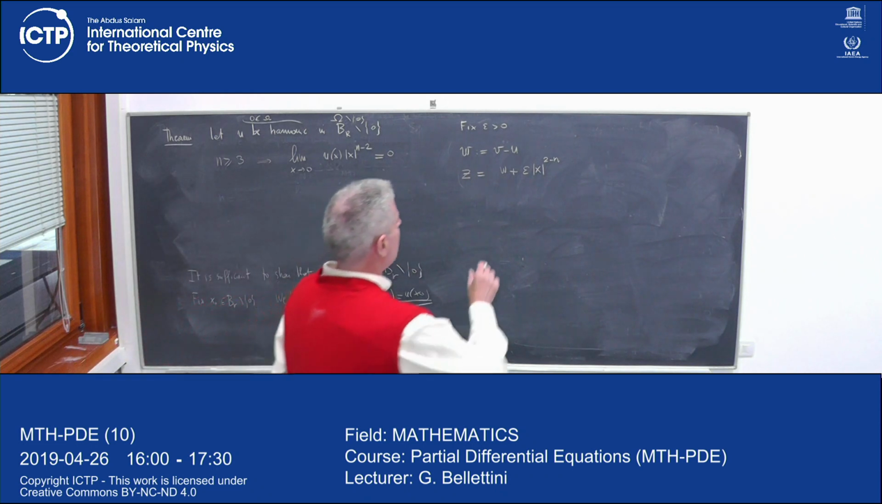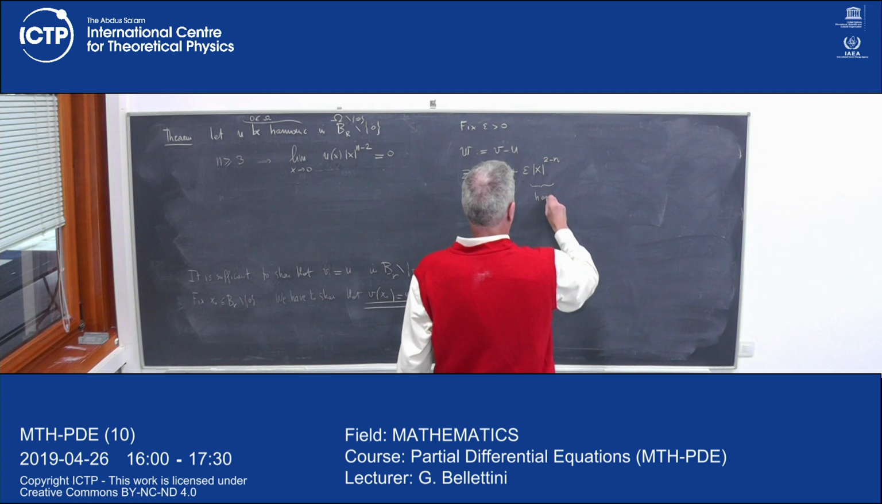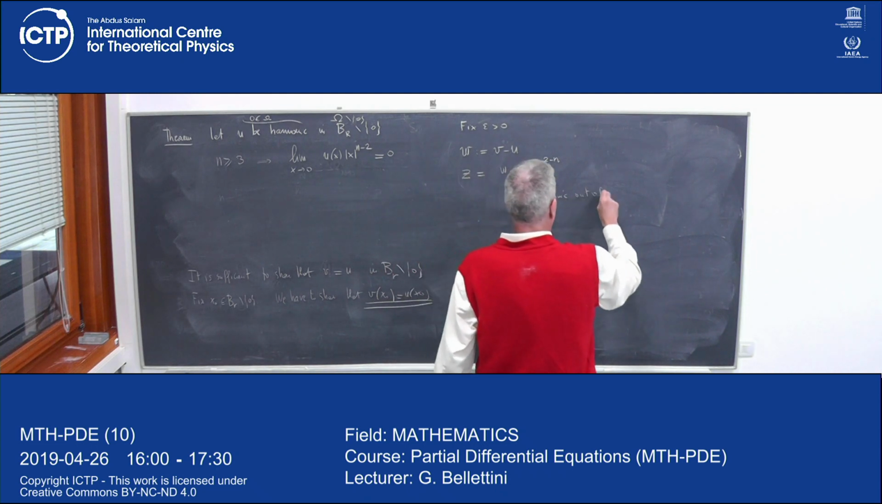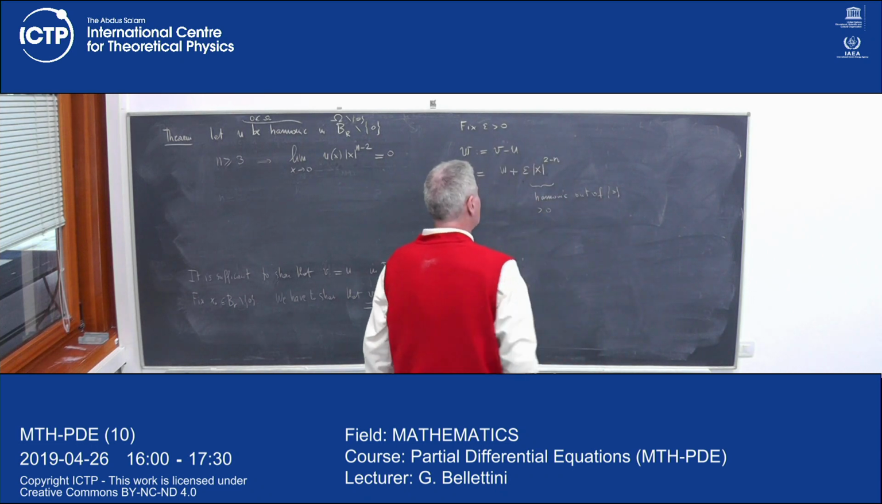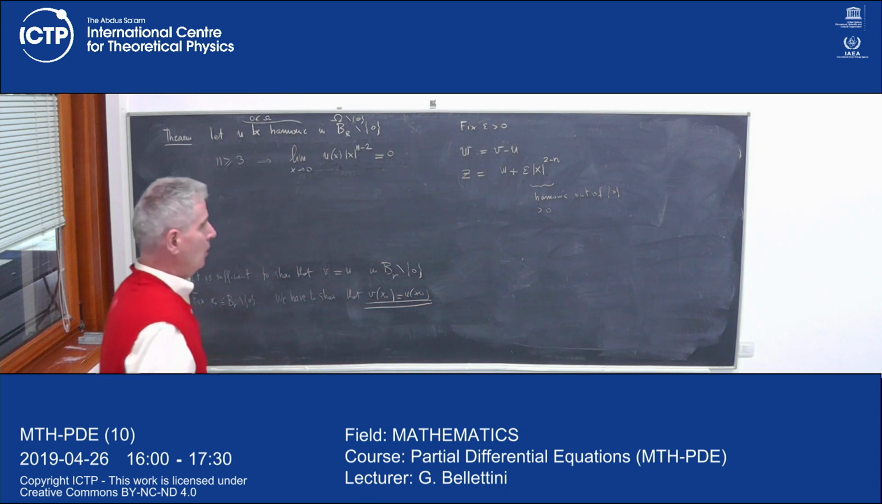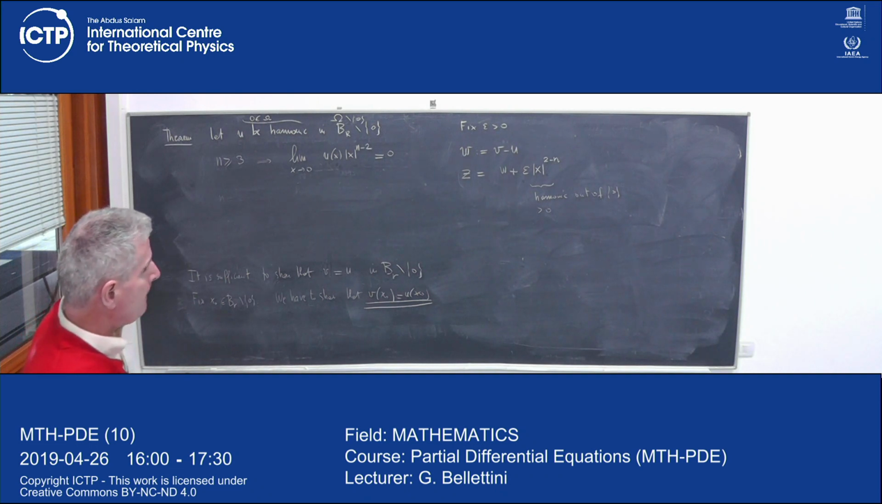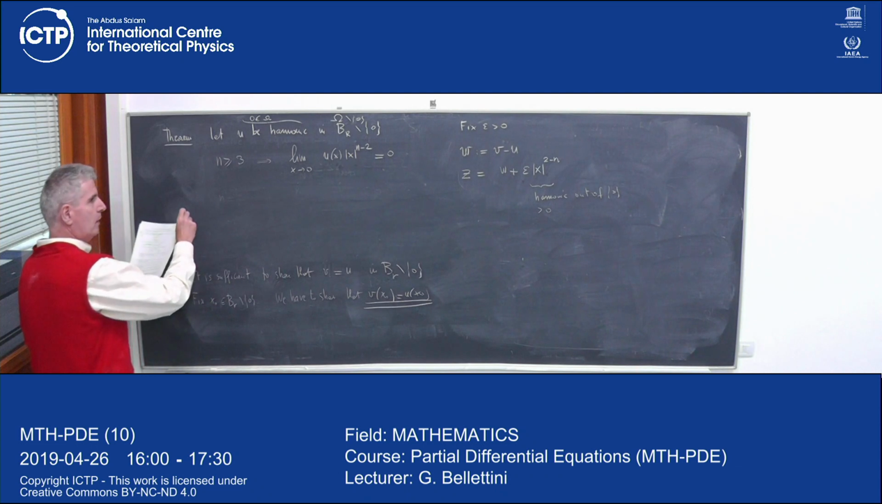So I am adding something harmonic out of the origin, positive also. W is also harmonic out of the origin. Okay? So the steps of the proof are the following.